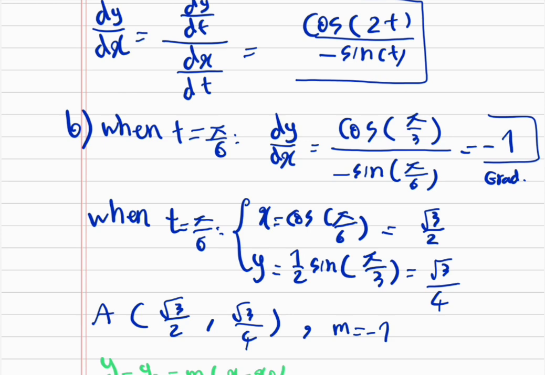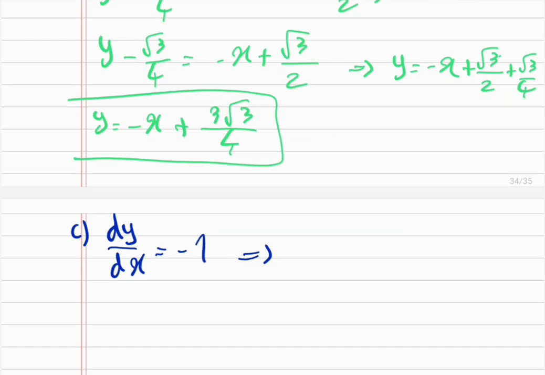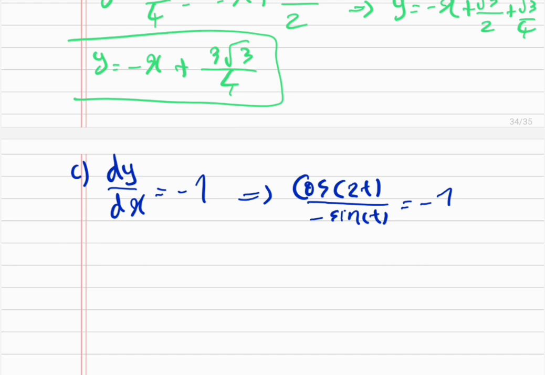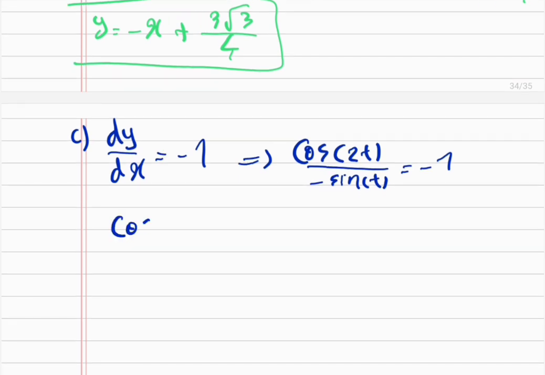So cos 2t over minus sine t is equal to -1. Now we just need to solve this equation in order to find the values of t at different points that I just showed. So cos 2t is equal to, a cross multiplication gives us, sine t.